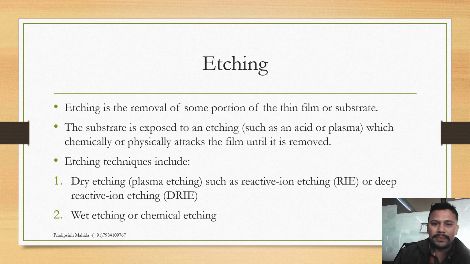Etching is the removal of some portion of the film or substrate. The substrate is exposed to an etchant, such as acid or plasma, which chemically or physically attacks the film until it's removed. Etching techniques include dry etching and wet etching.